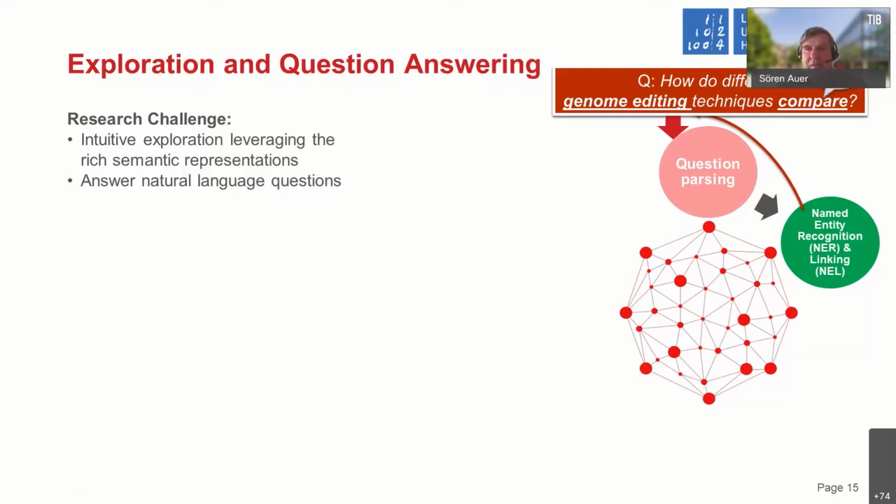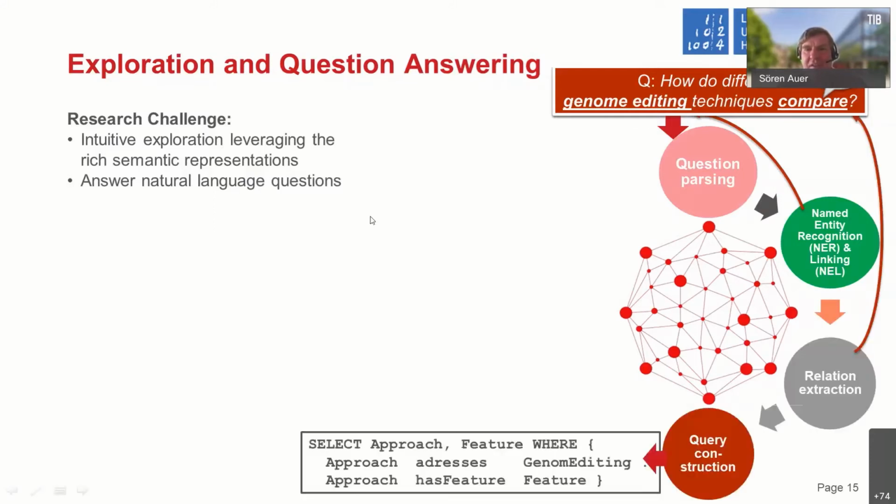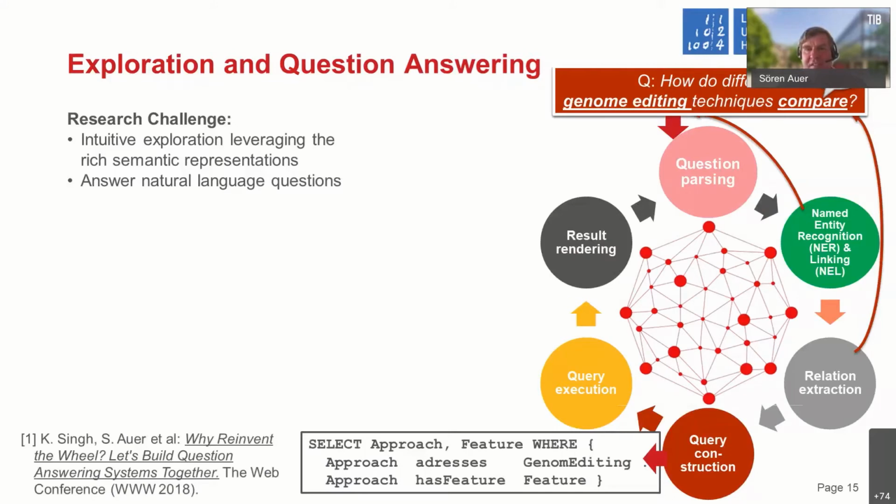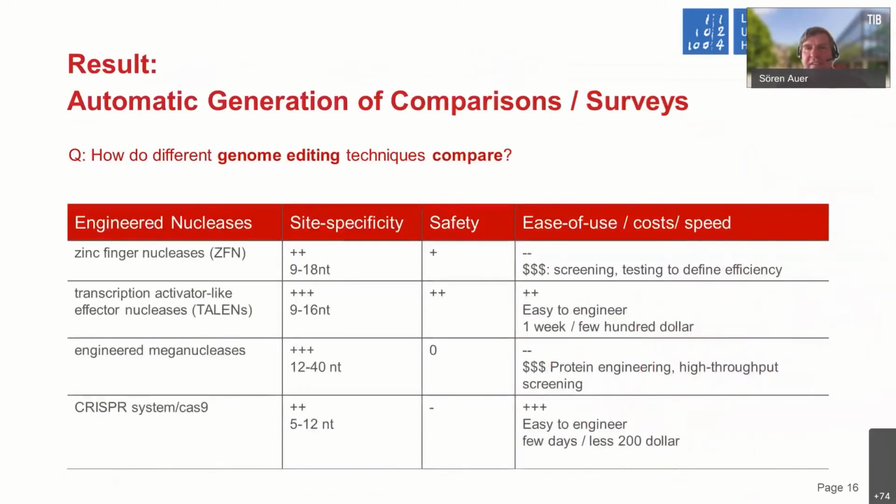And from a knowledge graph, we can then construct formal queries. Here is an example of a SPARQL query, which allows that you don't have to build these queries yourself, but that's the vision later on, that the machine can build such queries for us and render the results to the user. And the result, for example, for comparing genome editing techniques would look like this. So here we have a table with different genome editing techniques and compared with regard to site specificity, safety, ease of use. And we would like to implement that with the Open Research Knowledge Graph.